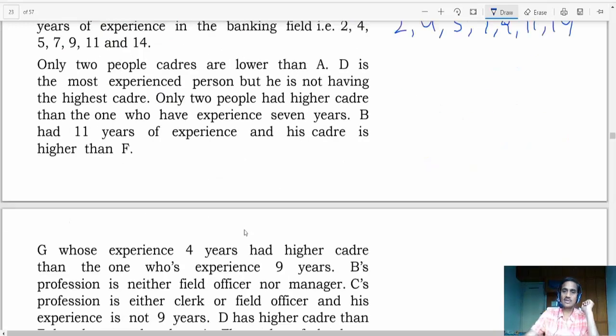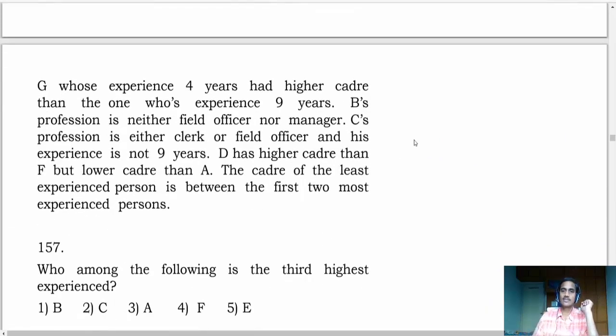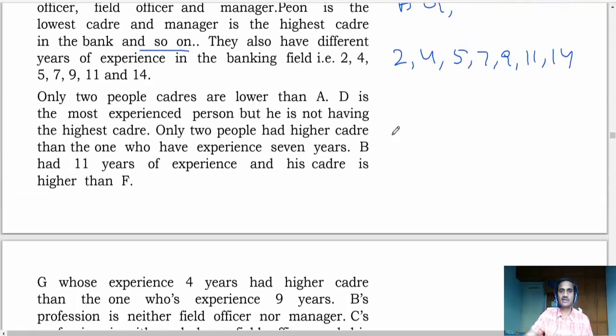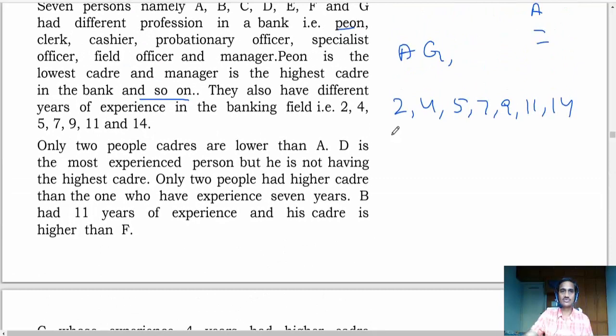Only 2 people. Okay, let us write down the diagram here. How do I write the diagram according to the hierarchy? What is the first one in the hierarchy? First one is what, in the reverse order? Peon is the lowest cadre, so start from here.